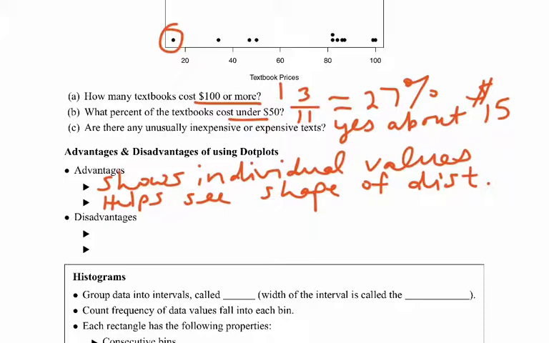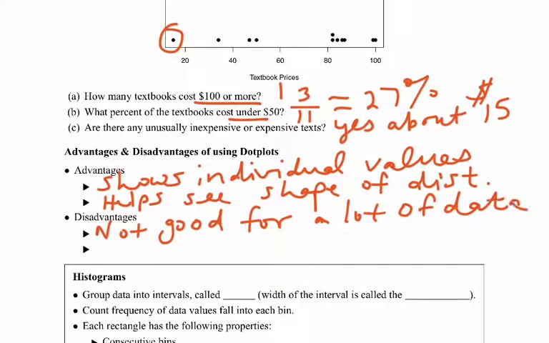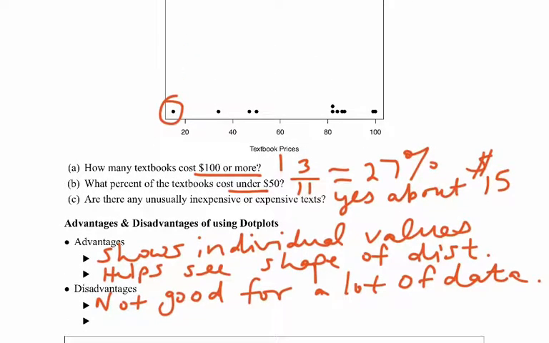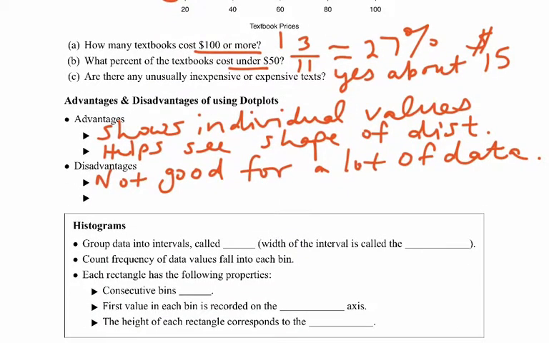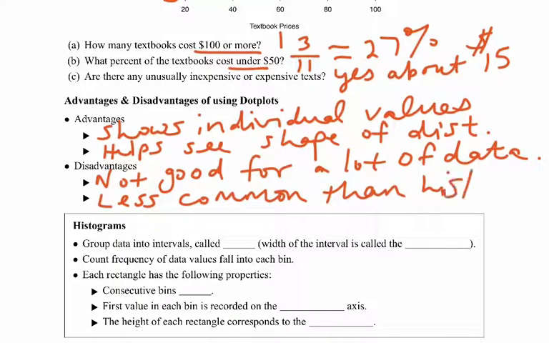Some disadvantages. It's not great if you have a lot of data values. So let's say that: not good for a lot of data values. The reason is that every dot represents an individual observation, but let's say you had 1,000 dots, that would be hard to see what's going on. If you have too big of a sample, a dot plot may not be the way to go. Another disadvantage is that dot plots tend to be less common than histograms, which we'll talk about in just a minute.